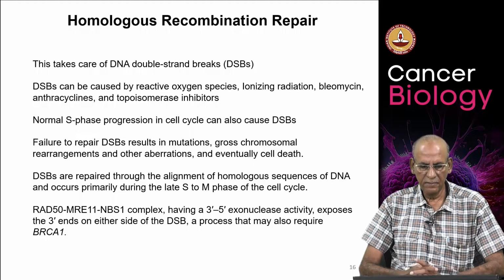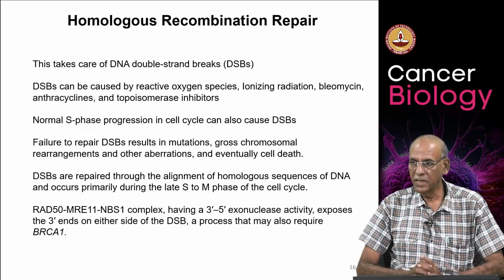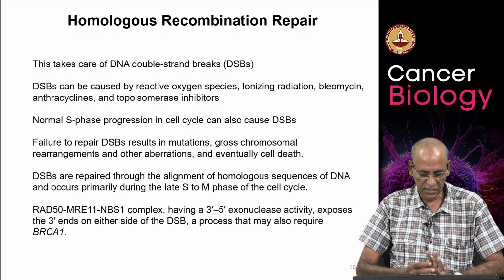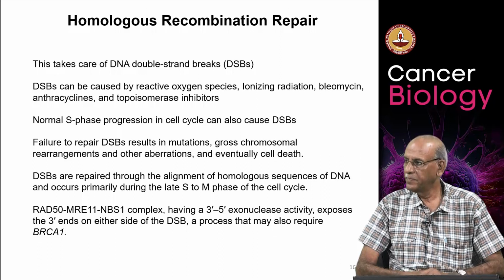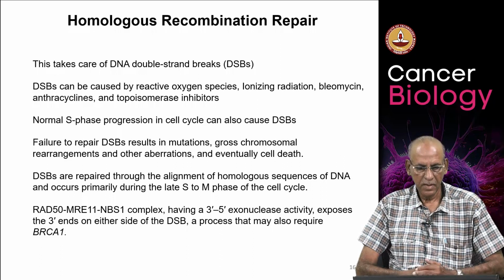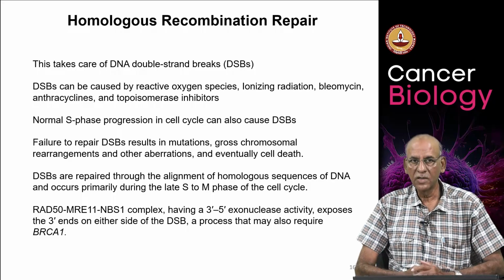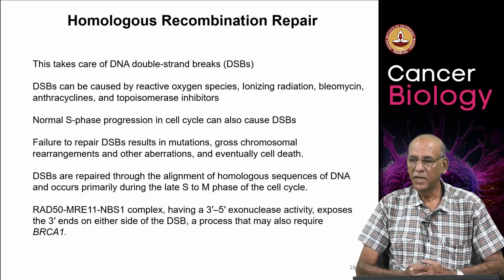So, we saw the three mechanisms, the base excision repair, nucleotide excision repair and so on, which deal with that. Now, we will pass on to how the double strand breaks are taken care of. So, one of the most important mechanisms, pathways, you can say, is homologous recombination repair.